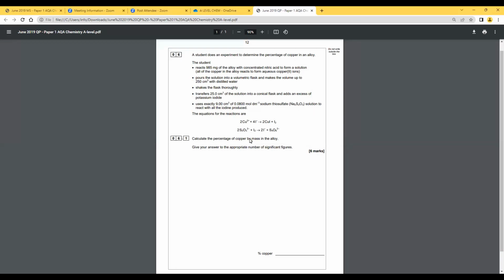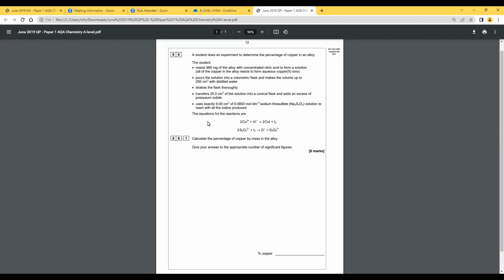Guys, today we're going to go through this 6-mark A-level chemistry question. Now this is from paper 1, so this is the physical and inorganic chemistry paper from June 2019. So let's go through this.